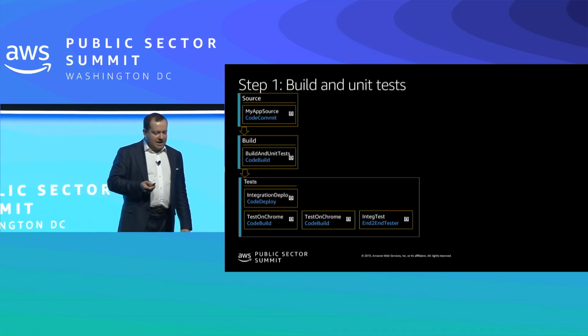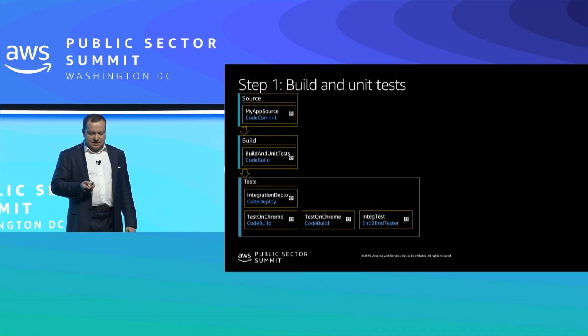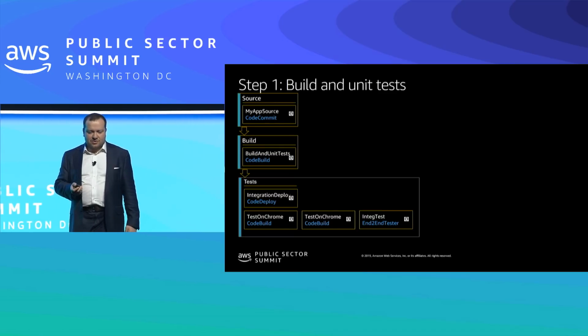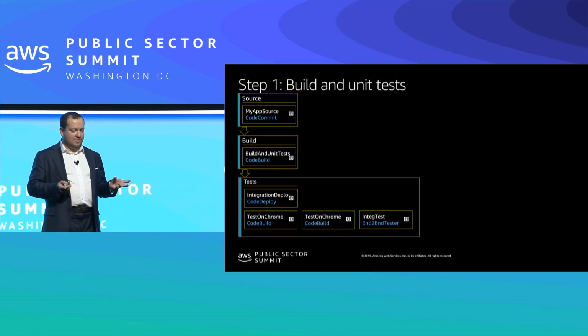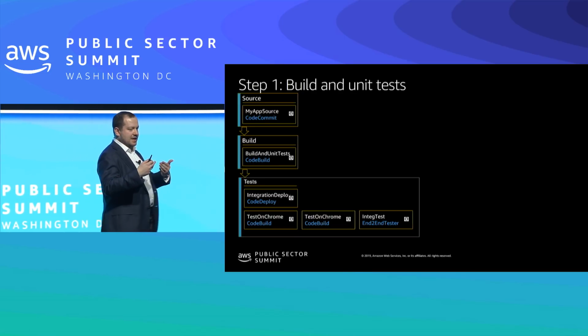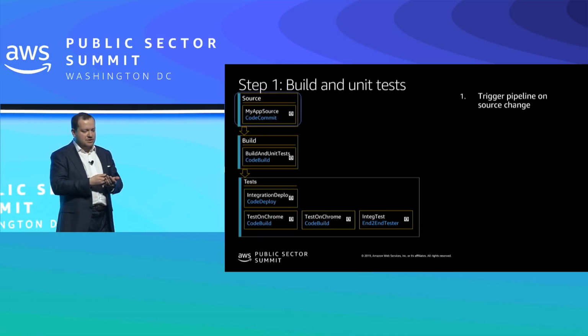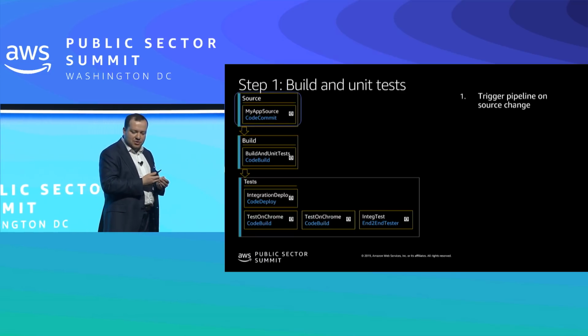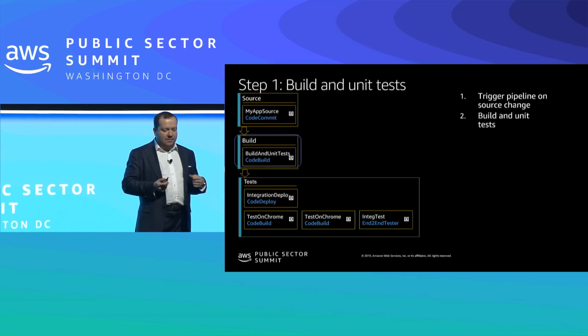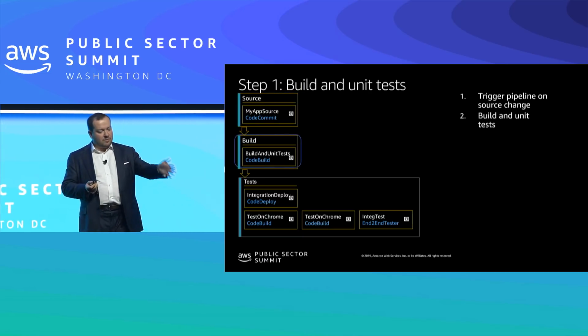So let's talk about how to do our builds and tests. Each commit to your source code repository is going to trigger a new pipeline run, right? The pipeline is looking at, in this example, the CodeCommit repo, and it's waiting for a new build. So you trigger your pipeline on a source change. That'll automatically trigger this whole pipeline to be run.